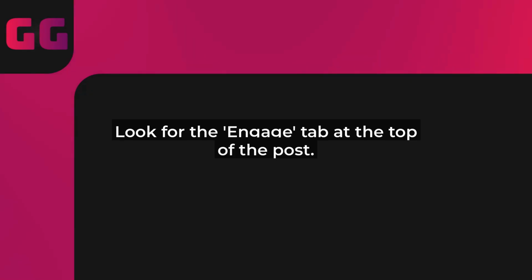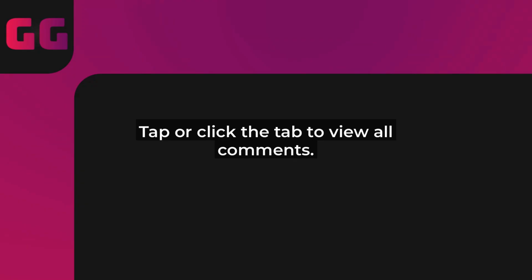Step 1. Locate the post you want to check out. Tap or click on it to open the full view. You'll notice a new design feature in 2025, a dedicated Engage tab at the top of the post. This is where the magic happens. Simply tap on that tab, and it expands to show all the replies and comments.